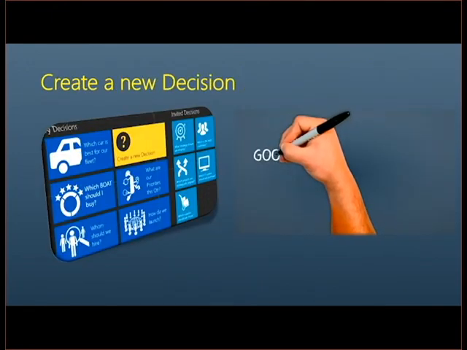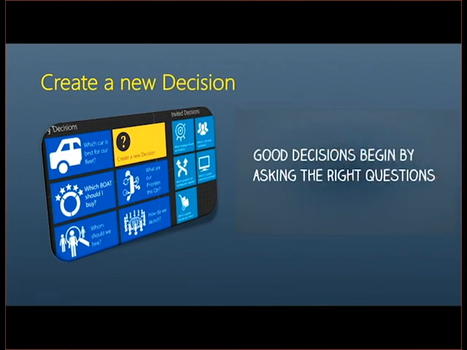The first step of the SMART DE-CIDE process is to create a new decision. Good decisions begin by asking the right questions. Give some thought to the question. Will the final result offer a solution or move you to action? If not, rethink the question you're working with.